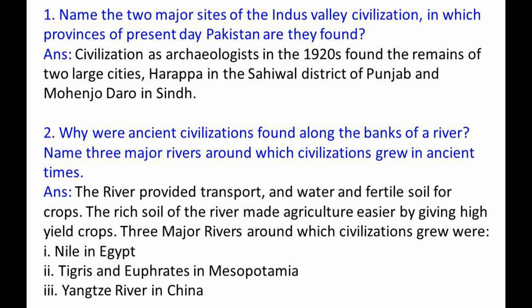The rich soil of the river made agriculture easier by giving high yield crops. Three major rivers around which civilizations grew were: number 1, Nile in Egypt; 2, Tigris and Euphrates in Mesopotamia; 3, Yangtze River in China.